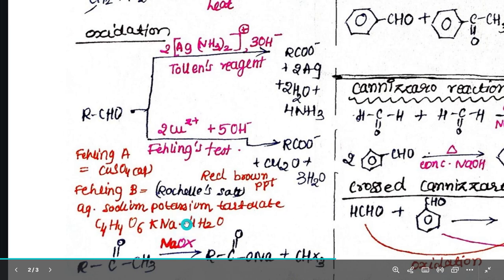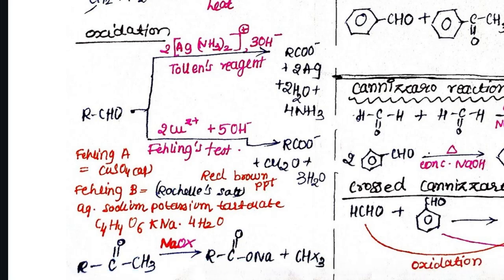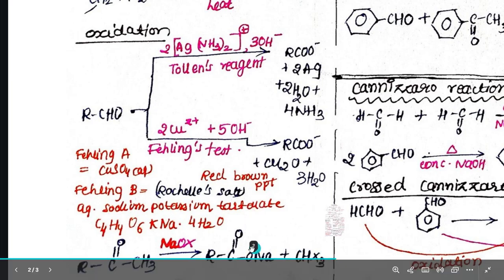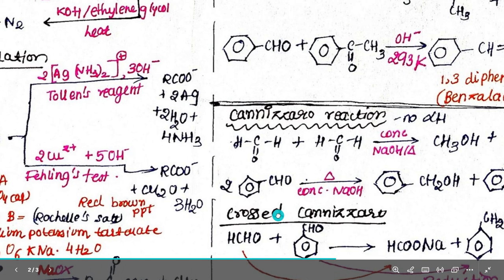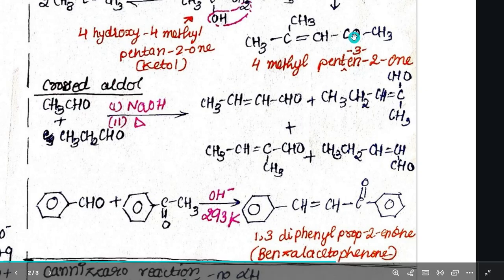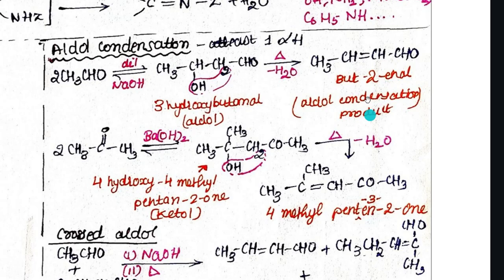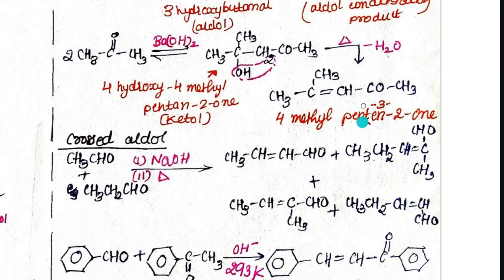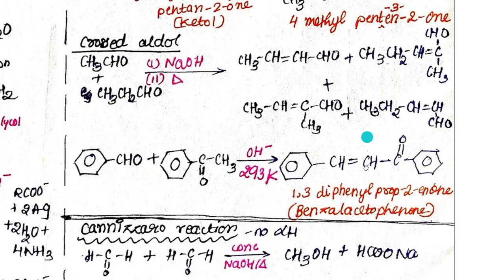C4H4O6KNa.4H2O. One more reaction we have at the end, that is RC double bond O CH3 on reaction with NaOX, giving RCOONa plus CHX3. Now coming to the most important reactions of aldol, crossed aldol, Cannizzaro, and crossed Cannizzaro.